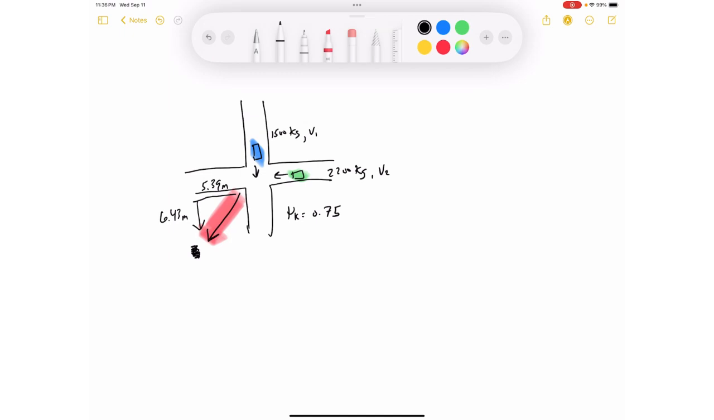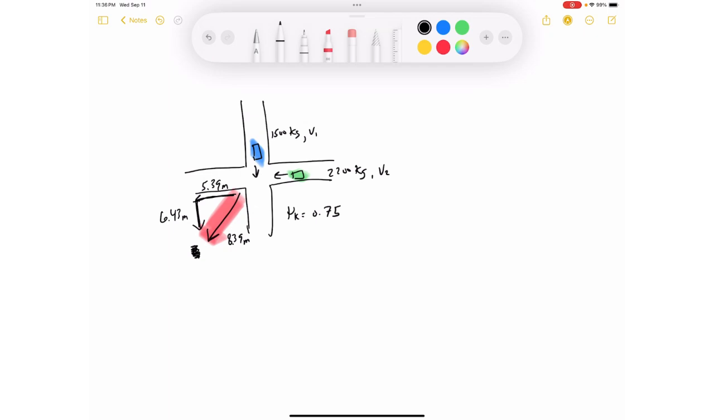Well, this is just the Pythagorean theorem, right? It's a triangle, so you just do a squared plus b squared equals c squared. And so you just do 5.39 squared plus 6.43 squared, and then you take the square root of that, and you should get 8.39 meters. And that's the total displacement. That's how far the two cars actually traveled together. They actually moved 8.39 meters.